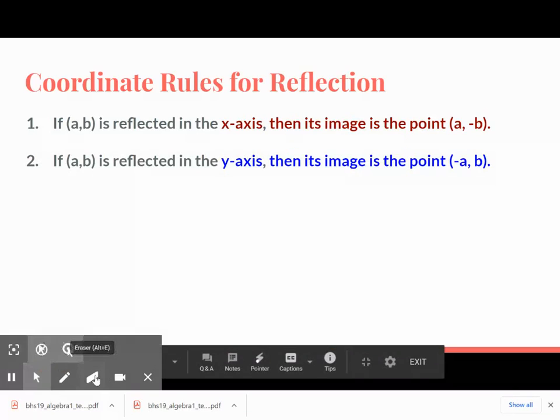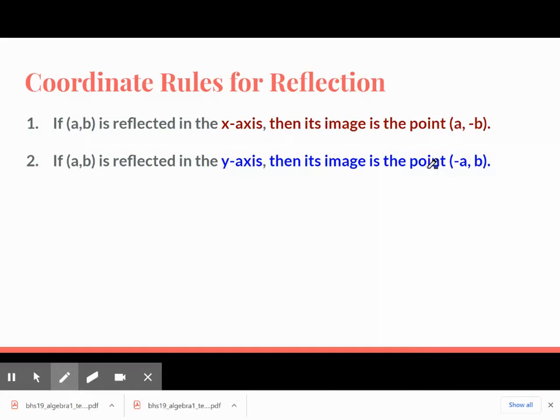Alright, so if it's reflected across the y-axis, then the new point is going to be the opposite of A comma B. Change the sign of the x coordinate. So in your own words, you would just say, change the sign of the x coordinate.